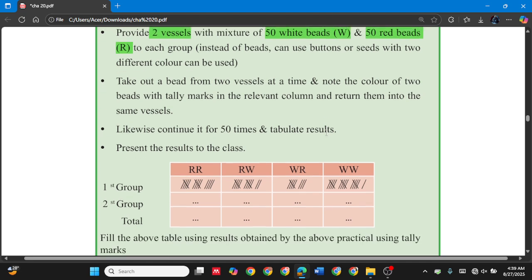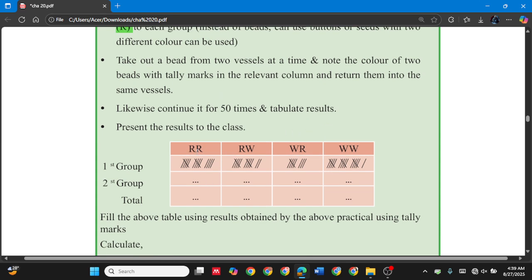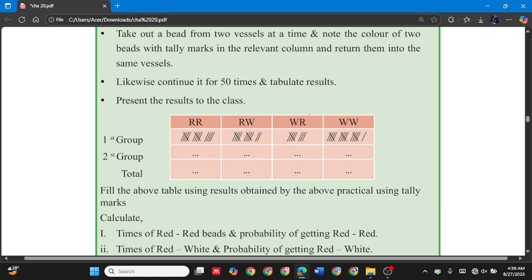If the first time you get both red, you have to mark it here. If one is red and one is white, put a mark here. If one is white and one is red, put a mark here. If the first one is white and the second is red, mark here. If the first is red and the second is white, mark here. And if both are white, mark here.